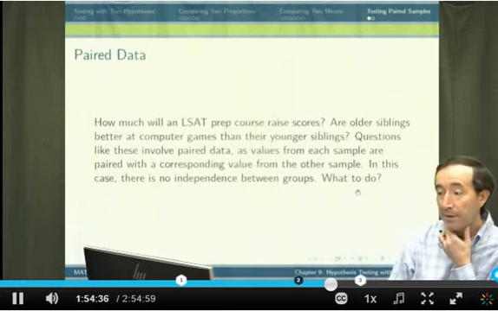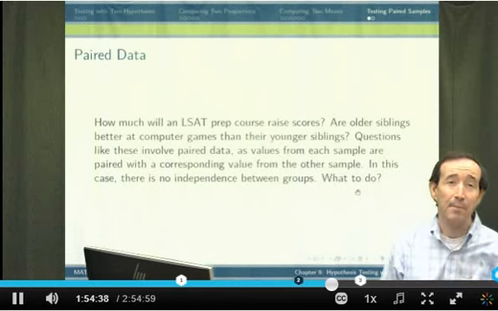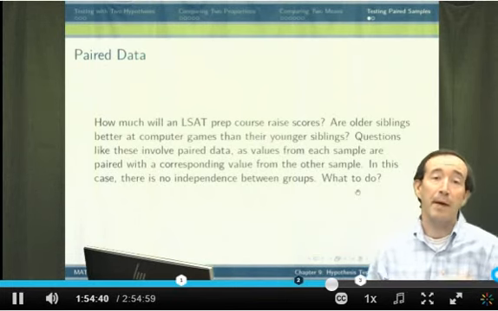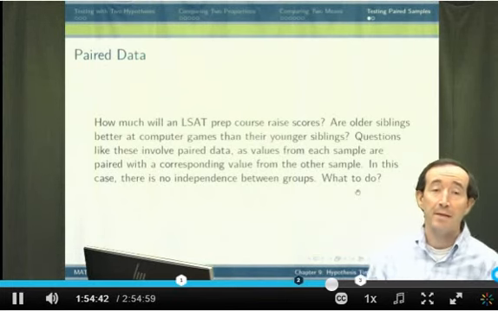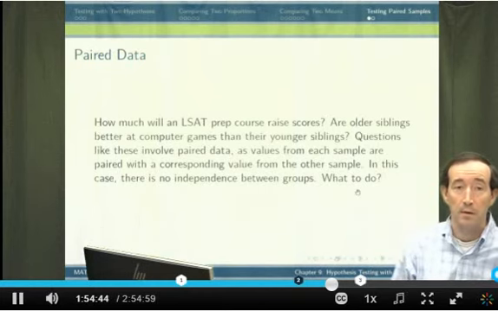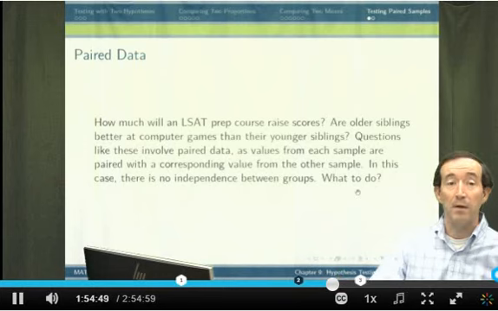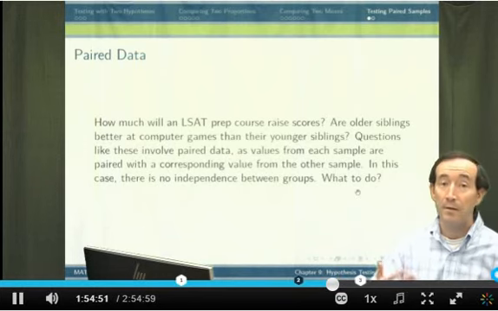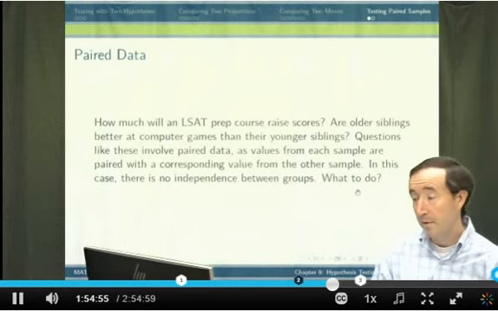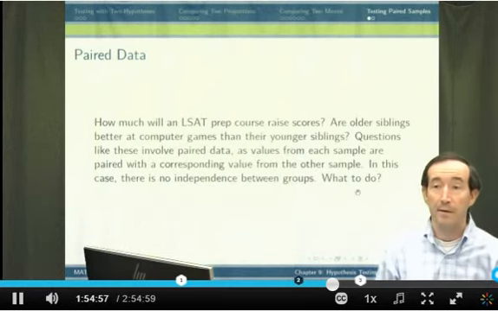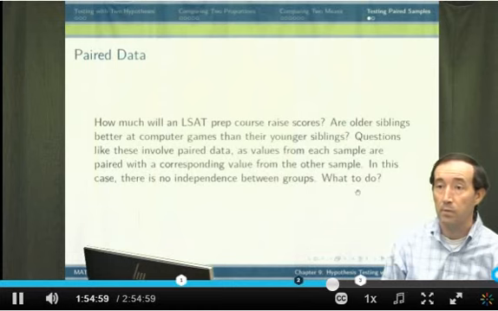But because they involve pair data, I can take advantage of that pairing and use the pair of values to produce a single difference. Once I have that, I have a collection of sample values, a single sample, and then I can use everything that I learned in the previous chapter, in Module 8, to know how to test that set of differences.